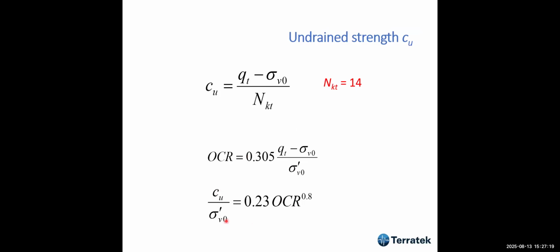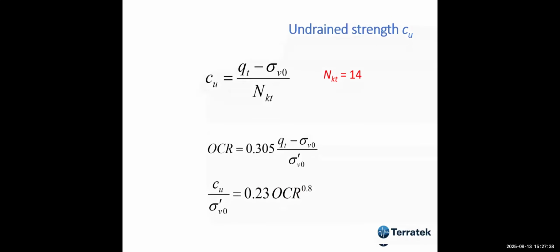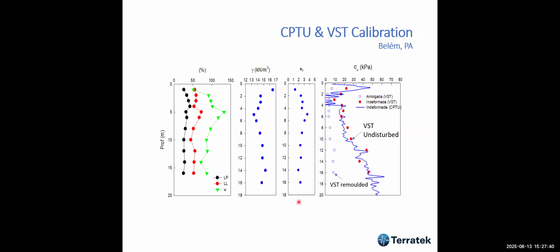There are other ways of doing that. This was proposed by Mayne, this equation here. We first get the OCR, which is 0.305 from this. And then we have the undrained strength ratio, which is a function of the OCR.